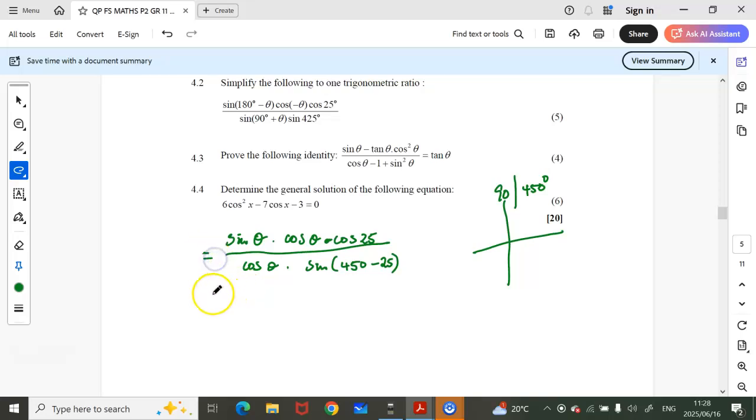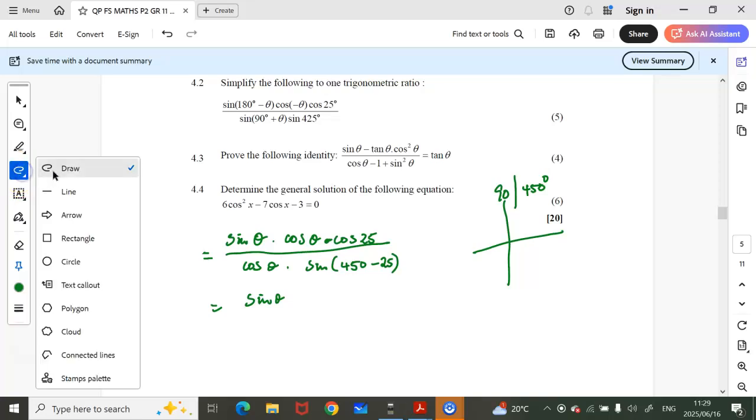Now, before we can continue here, the next thing that we can do, remember, if we've got functions that divide each other, then they give 1. For example, cos and cos, it's 1. So I will be left with what? I'll be left with sine theta cos 25. Let me write correctly here.